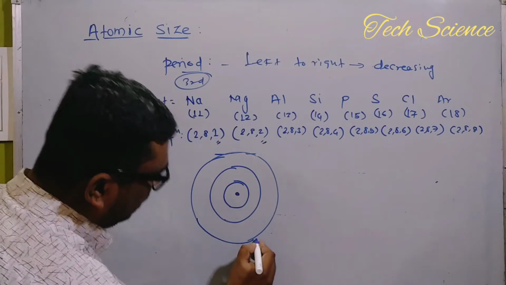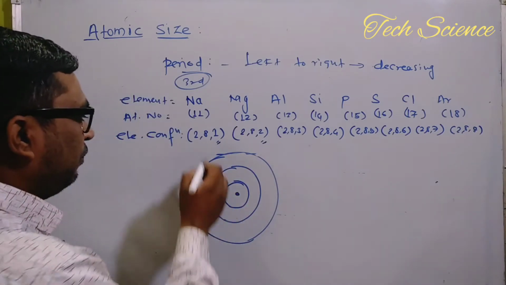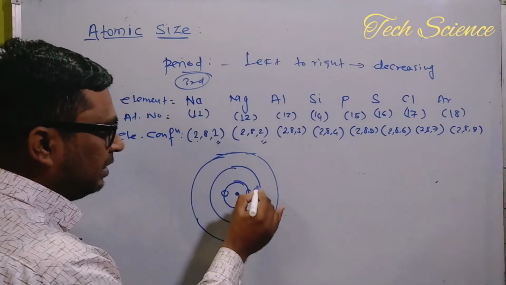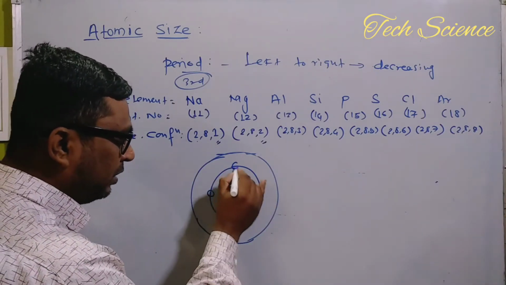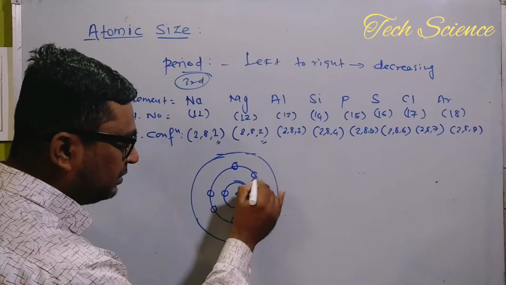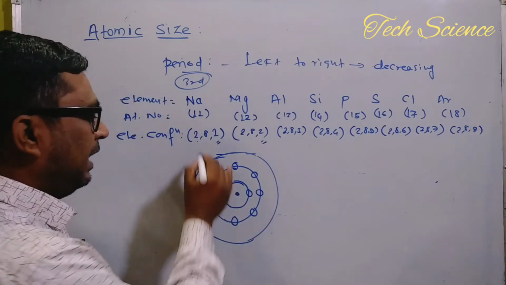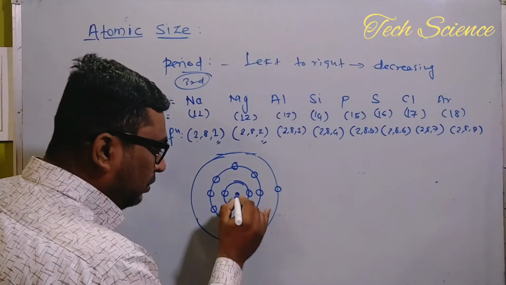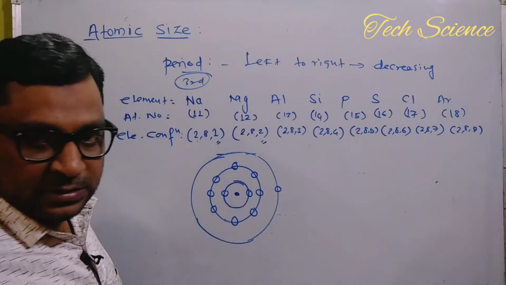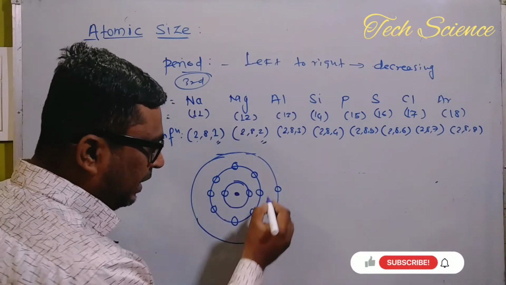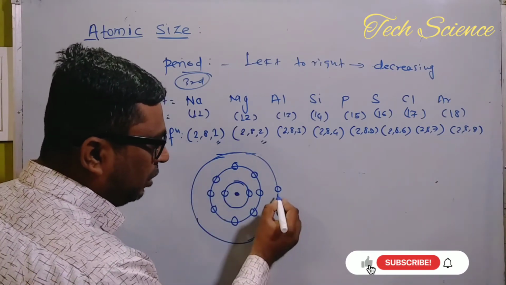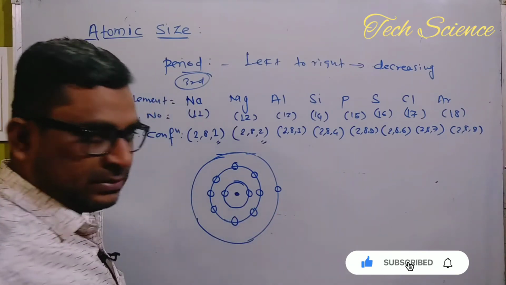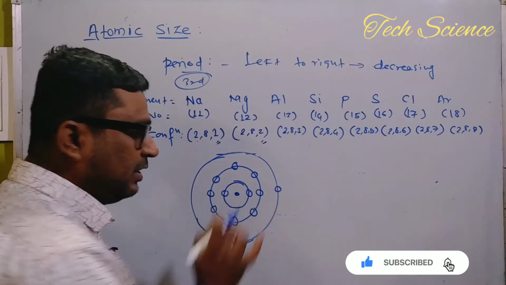Now observe. If I want to draw the structure of sodium here, first, this is the nucleus. In the first orbit, we have 2 electrons. Second, 8: 1, 2, 3, 4, 5, 6, 7, 8. And the last one is only 1. Now you can imagine the positively charged nucleus and the negatively charged orbits. In the outermost orbit, how many electrons are there? Only 1. Can you imagine what should be the atomic radius? Imagine the distance in between these two.